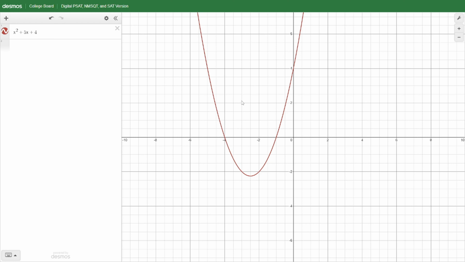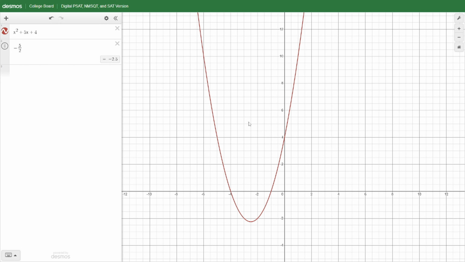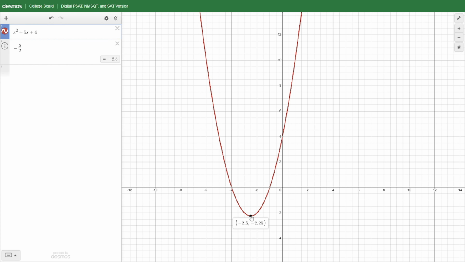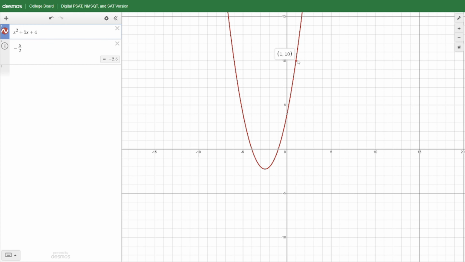Here I am on Desmos, and I typed in our graph. Based on what we just did, we know the x value of the vertex will be negative 5 over 2, or negative 2.5, and if we look, the vertex is at negative 2.5. We also know that since a is positive, it should open up and have a minimum value, and that is true. Our graph opens up and our minimum value is negative 2.25. As you can see, it will always just be increasing.